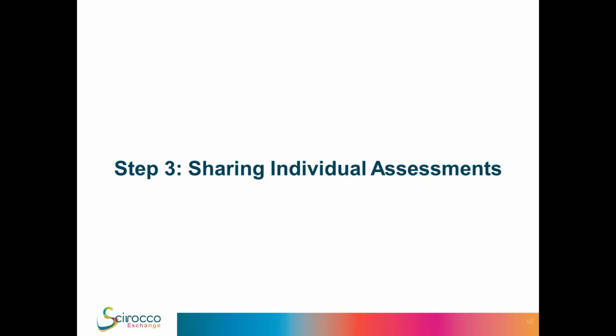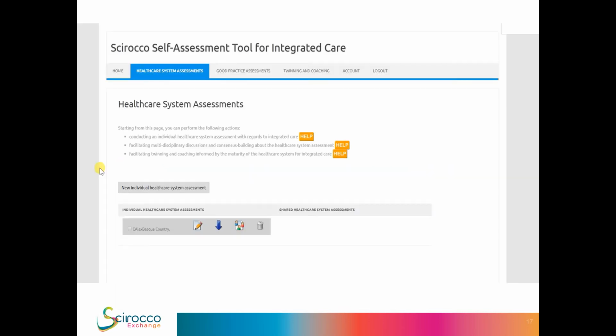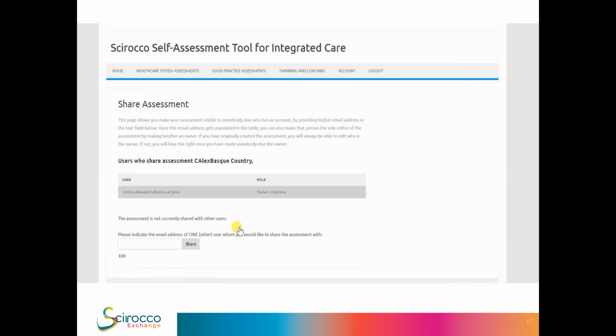In the third step, each of the stakeholders is asked to share their individual assessment with the organizers. If the doctor wants to do so, she can go back to the Healthcare System Assessments tab, and for her assessment, click on the Share icon. This will take her to the Share Assessment page, where she can see that she is the owner and originator of this assessment. Underneath, she can provide the email address of the organizer and click Share.